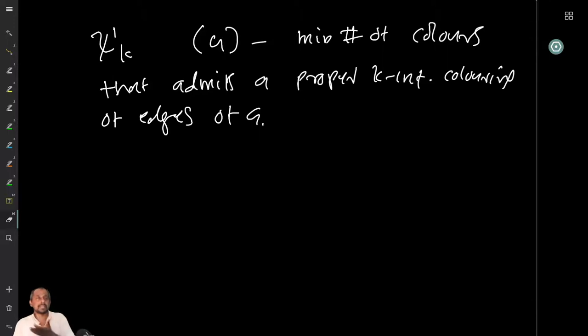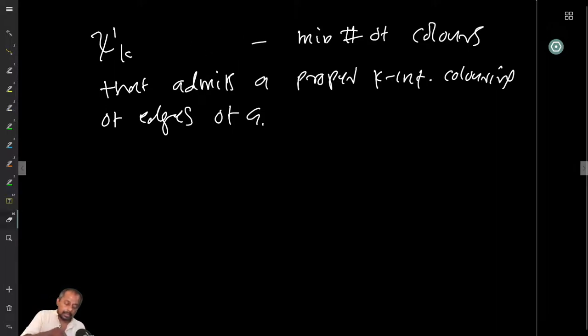For every coloring, you can talk about the chromatic number, or the chromatic index when you talk about edge coloring, which is the minimum number of colors that will do the job. So chi'_k(G) is the minimum number of colors such that it admits a proper k intersection coloring of the edges of G. That is chi'_k(G). I should write it as chi'_k of G.